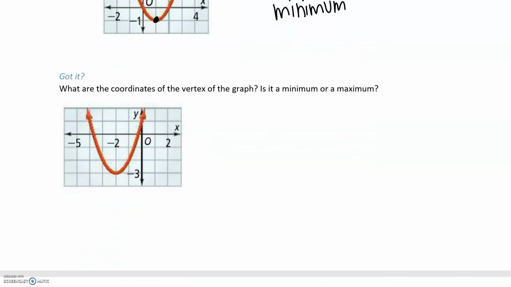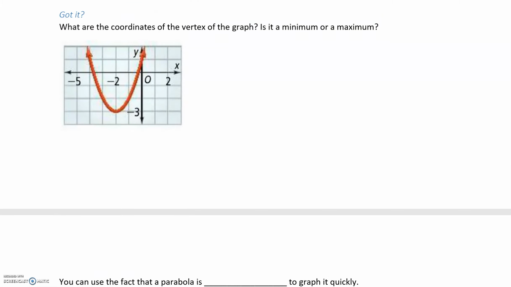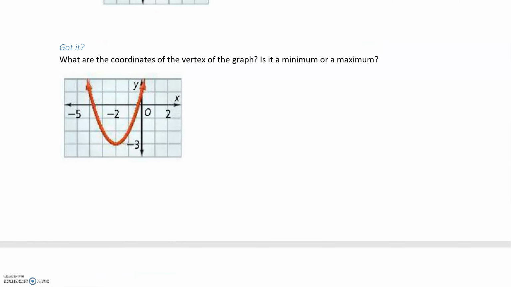I want you to go on to the got it problem, work through it, pause the video if you want to, then come back and check your answer. For this one, it opens upward, so we're going to find our minimum. The x coordinate of our point is going to be -2, and our y coordinate is going to be -3. So that's our vertex, and because it's at the bottom of the valley, that's going to be our minimum.